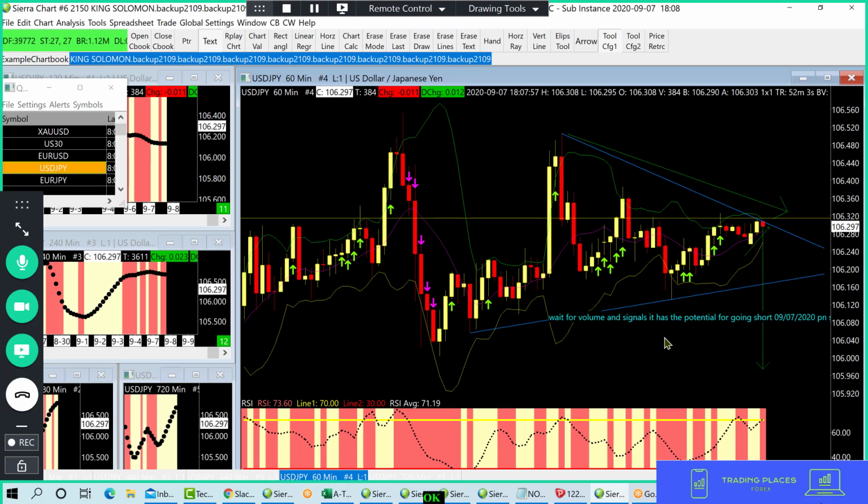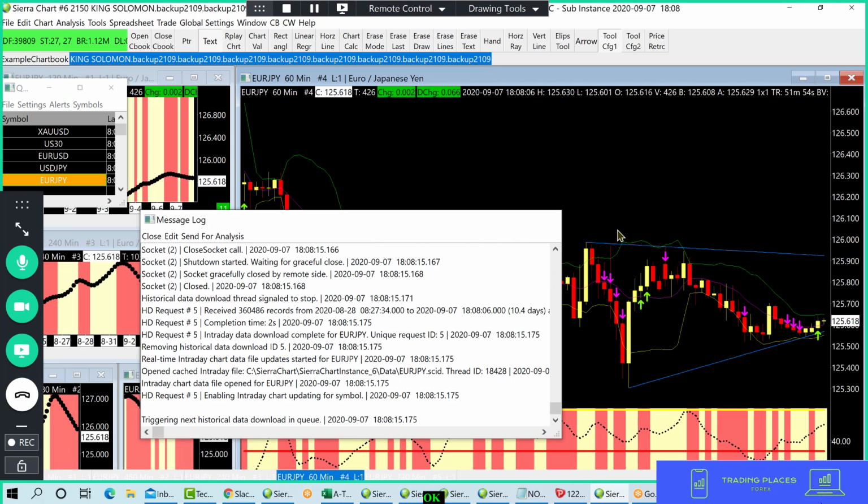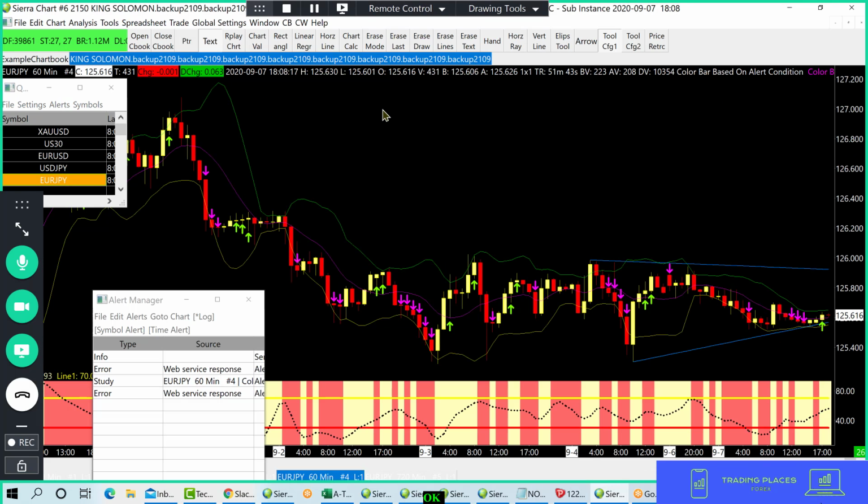So, wait for volume and signals. It has a potential for going short. All right, let's go to the next one, Euro Yen. Let's take this one.